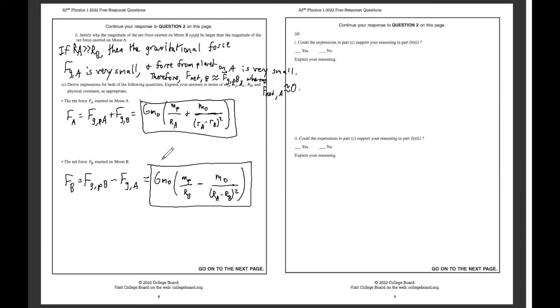All right, could the expressions in part C support my reasoning from B part 1? So that was saying that if RA is comparable to RB, then in that case, I would expect to see a larger net force for moon A then. All right, so could that support this? Well, if RA is comparable to RB, I'm actually going to say yes.